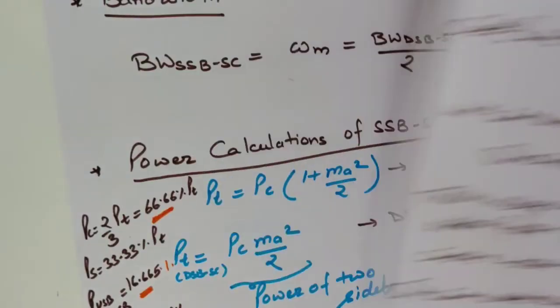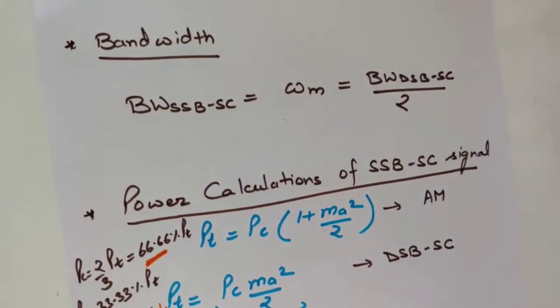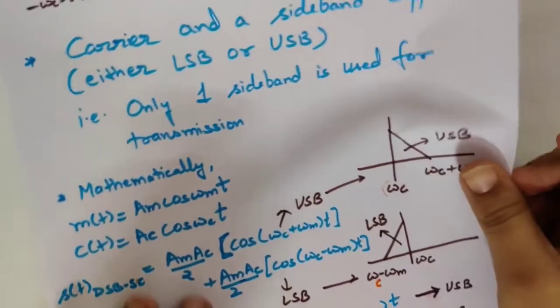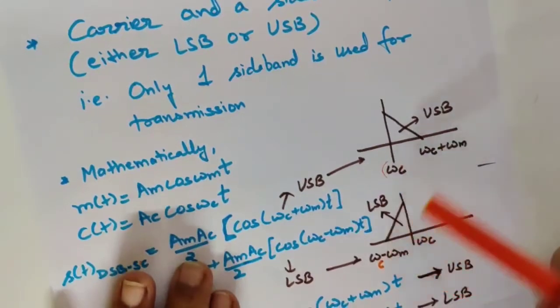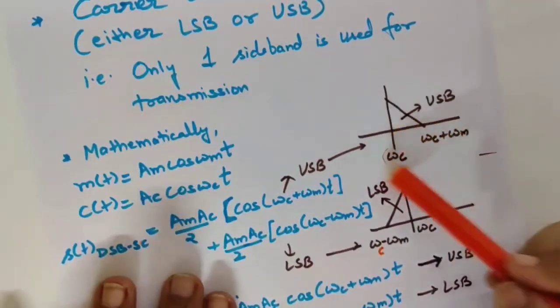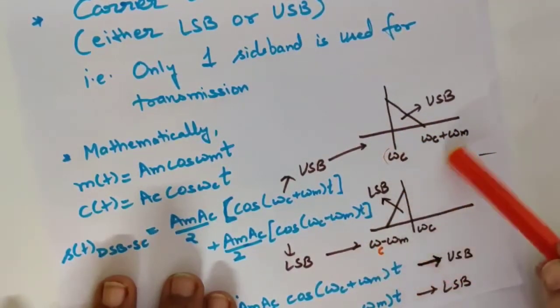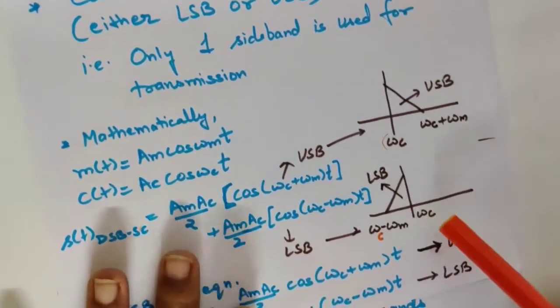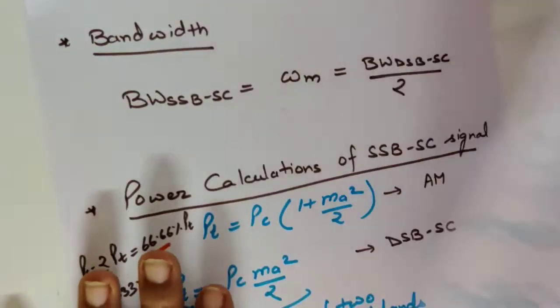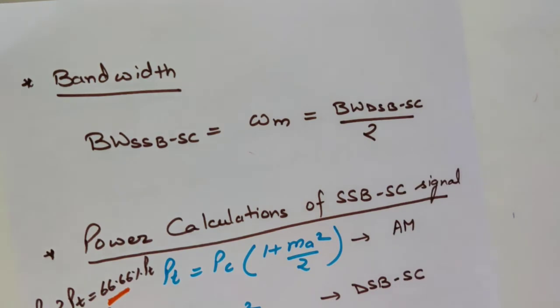Okay, got it? Now the next point, the bandwidth. As we know from the spectrum, the bandwidth required in case of SSB-SC is half the bandwidth required by DSB-SC. You can see from the spectrum also. In both spectra, either the upper sideband or the lower sideband is used for transmission. The bandwidth required in both cases is upper frequency minus lower frequency, that is omega m. So the bandwidth required is omega m, which is half of the bandwidth of the DSB-SC system or AM.